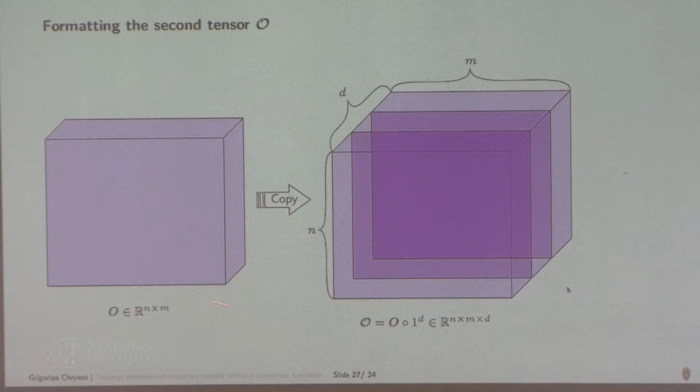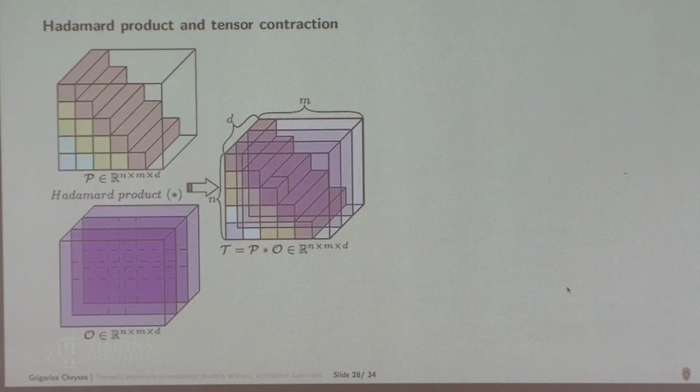So this was a linear transformation of the input, so we have n by m, which was the O, and we repeat this d times, right? So we form another third-order tensor. And then what do we do? We do the simplest thing, which is the Hadamard product of these two. Again, what is the Hadamard product here? It means I can take the ijk element of that tensor and the ijk element of that tensor, and this gives me the ijk element of that tensor t.